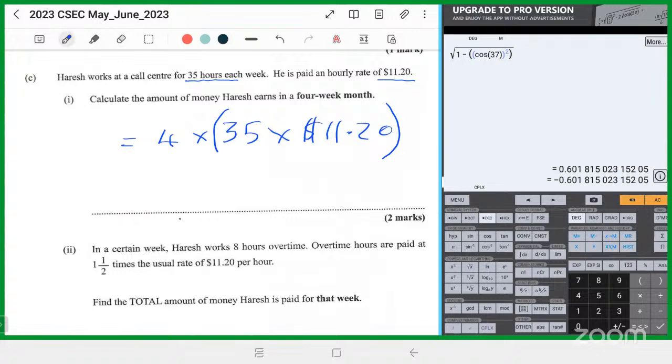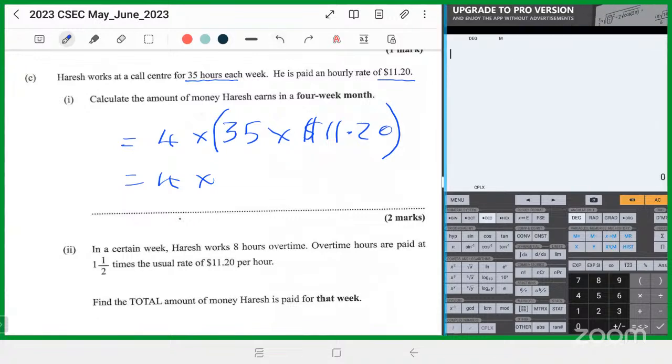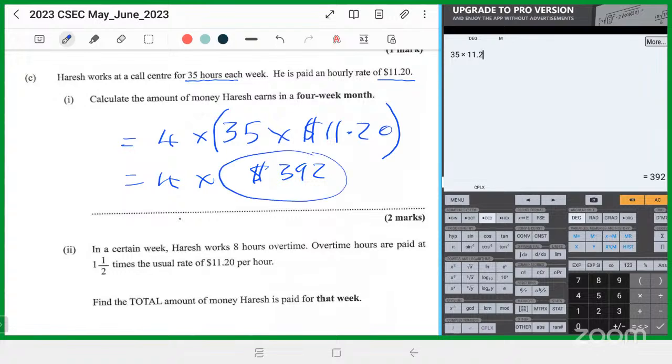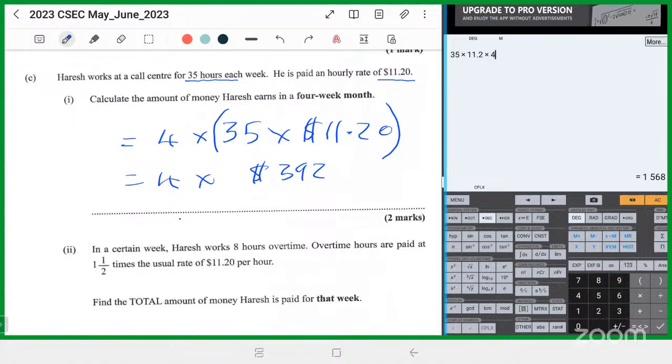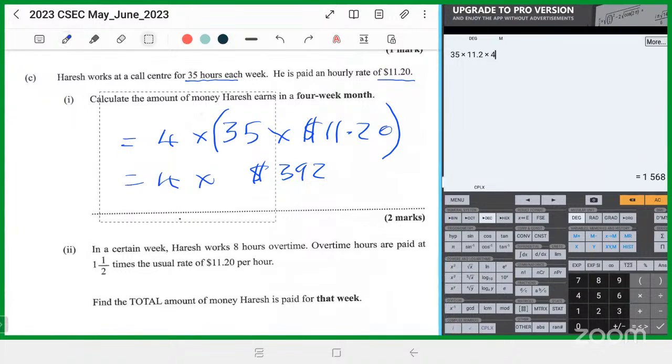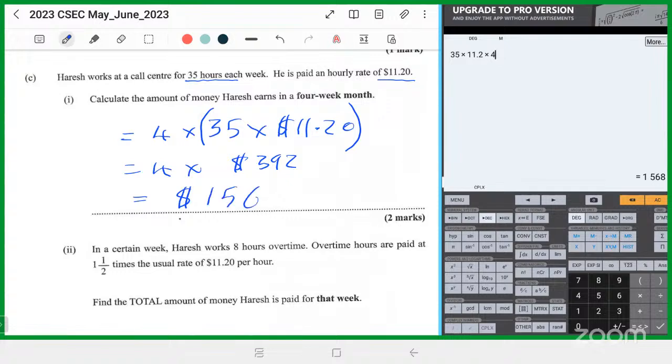So let's break it down. It becomes 4 times what? The weekly amount. The weekly amount is 35 times 11.2. The weekly amount is 392. You don't want to do the weekly amount first, then multiply by 4. That's what you have to multiply by 4. Multiply this by 4. So he earns $1,568 in 4 weeks, regular work.